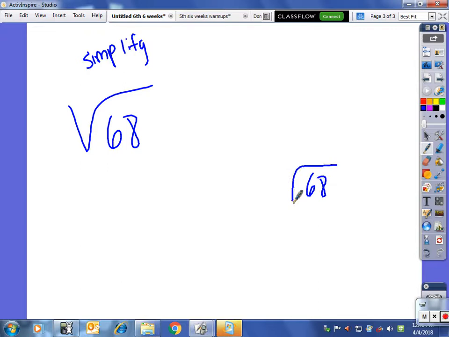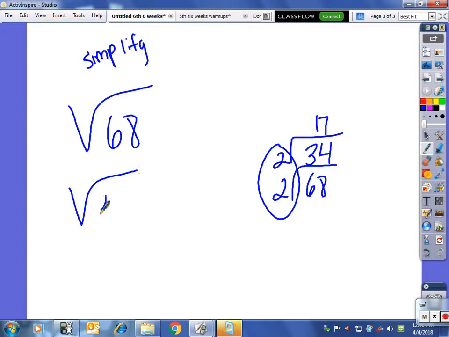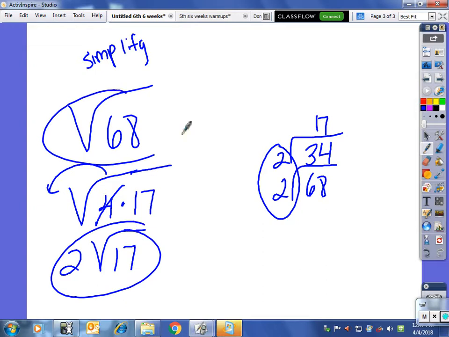Okay, 68 can be divided by 2. Can I divide by 2 again? Yes. I did find one perfect square. What did I find? 4. So 68 is the same thing as 4 times 17. I'm going to go ahead and take the square root of 4. So when it comes out, what does it become? A 2. What stays in? The 17. This and this have the same value. What do you mean how to solve that?